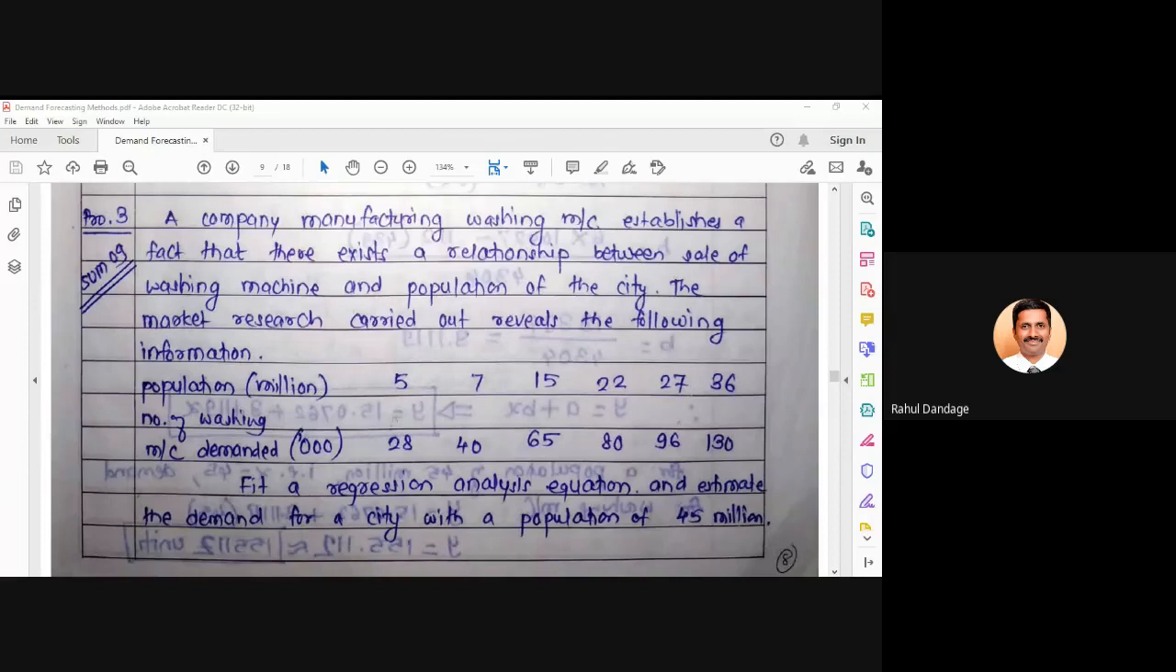Hello, audible? Yes, now audible, yes, sir. Okay, just note down the problem, and while noting down the problem, give more priority to the table: population in millions and number of washing machines demanded in terms of thousand. So 5, 7, 15, 22, 27, 36, that is population, and number of.